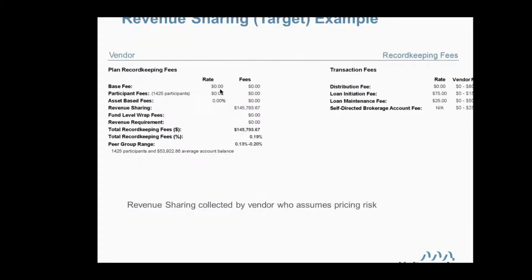So in our fee benchmarking report here, no basis points, no participant fees, no base fees, all the $147,000 is coming from revenue sharing. So we can divide the $147,000 by the total plan assets and determine that the vendor is receiving 19 basis points. In this model, you can see that our peer range is 13 to 20, so we're at the very high end of the peer group range. If you wanted to reduce that 19, you would have to go back and negotiate a lower cost share class of the same funds that you have in the plan. It's possible, it's just a bit harder than just reducing your explicit contract fee.